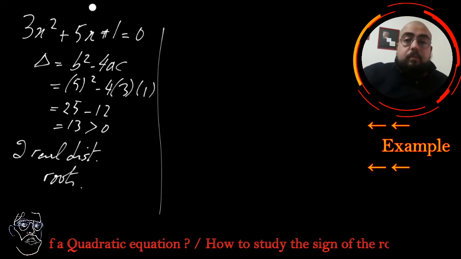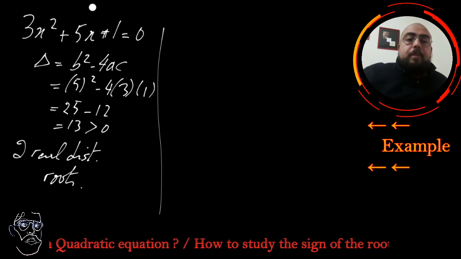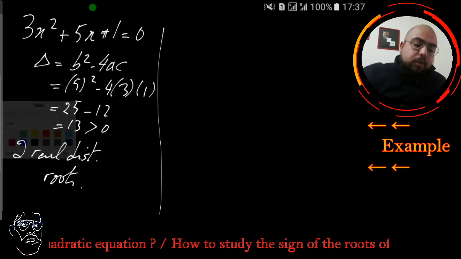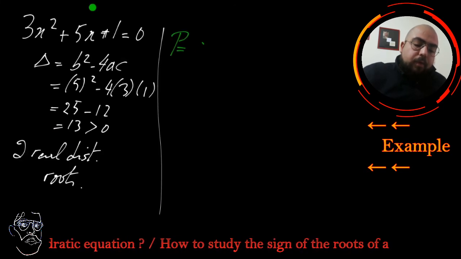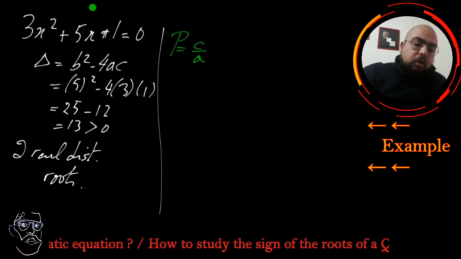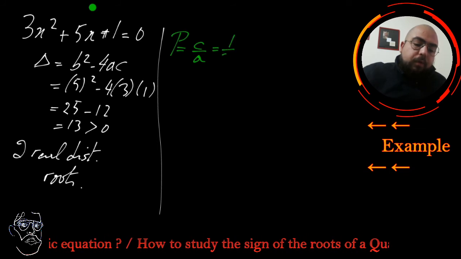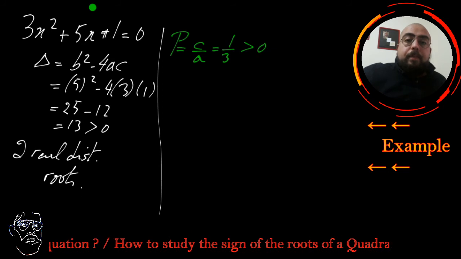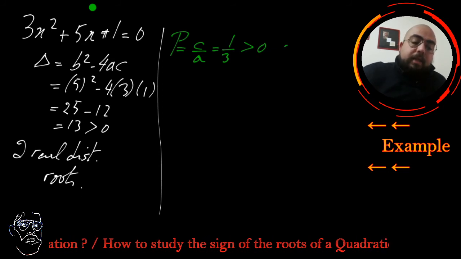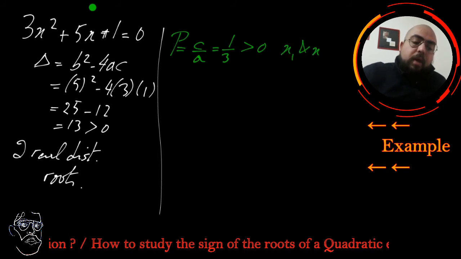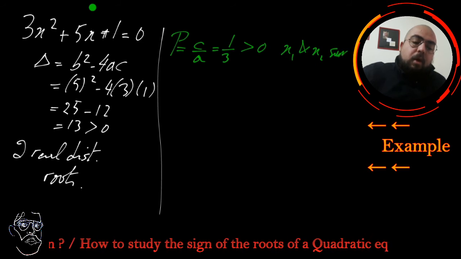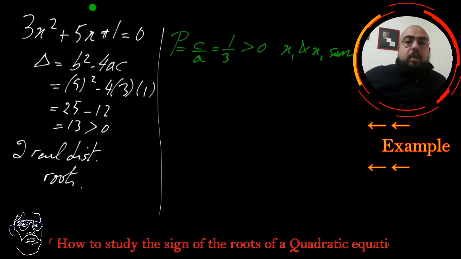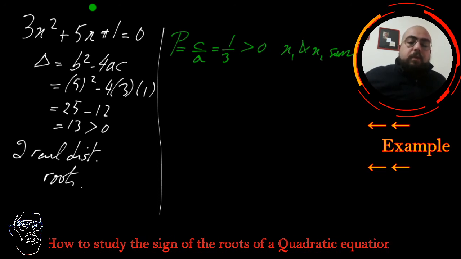Now, how am I supposed to study the sign? Again, I have to check P, which is c over a. c over a is 1 over 3. It's positive. What do I mean by a positive product? Which means that x1 and x2 have the same sign. Both of them could be negative, both of them could be positive. Negative times negative, it's positive. Positive times positive, it's positive.